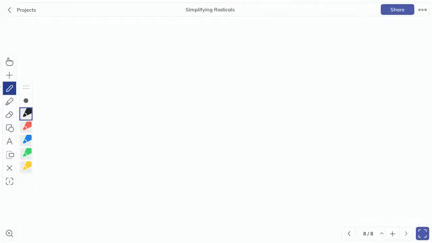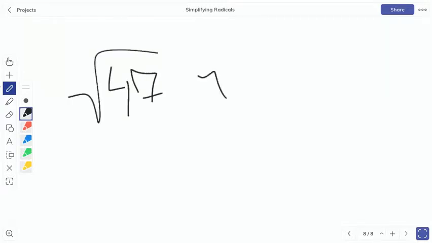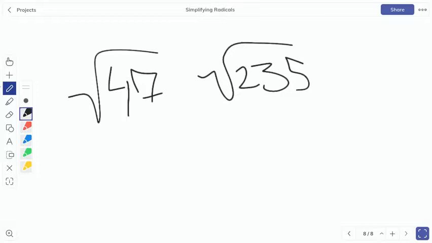Okay. Other types of radicals are simplest form radicals. These are radicals that are already in simplest form. Some of these include the square root of 47 and the square root of 235. These radicals are already in the simplest form they can be.